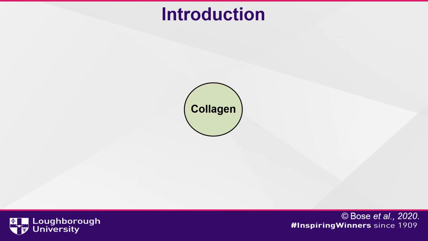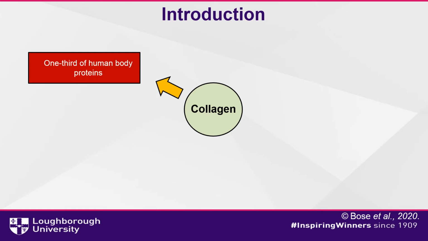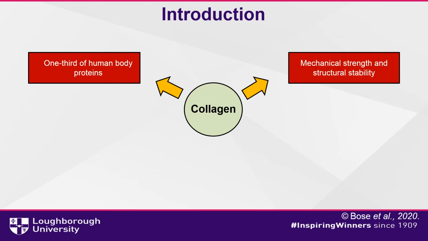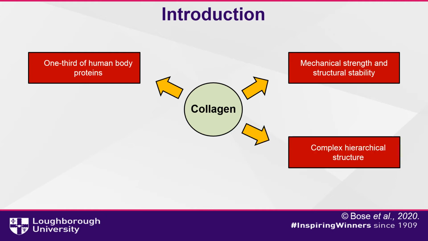Introduction. What is collagen? It is one of the most essential proteins which comprises one-third of human body proteins. It provides mechanical strength and structural stability to all living beings. It possesses a very complex hierarchical structure, with collagen molecules being lowest in the hierarchy. The collagen molecules bind up together to form the next level of hierarchy, which are the collagen fibrils. The collagen fibrils in turn bind up to form the next level of hierarchy, the collagen fibers.